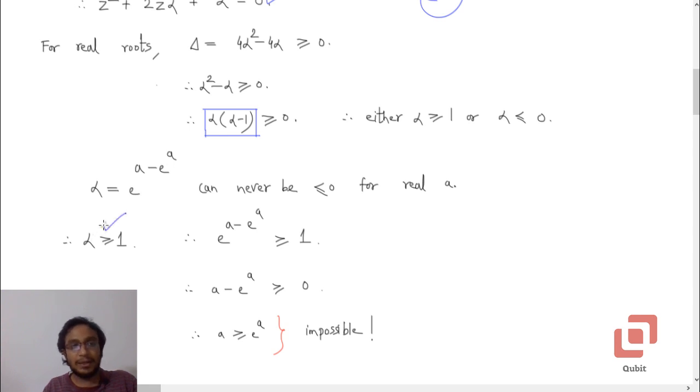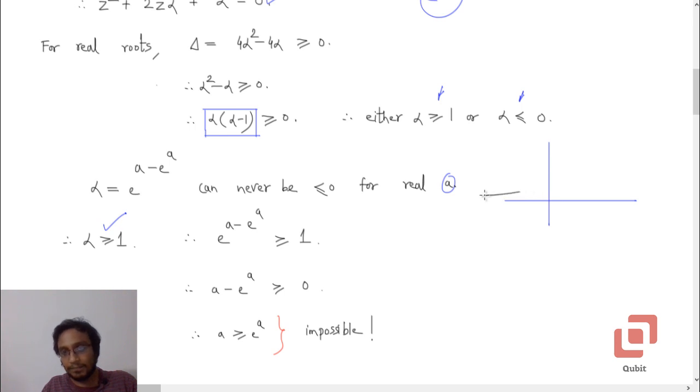Okay, either it will be greater than or equal to 1 from this condition, or it will be less than or equal to 0 from this condition. Now clearly the second one, that is less than or equal to 0, is never possible for any real a, because the graph of e raised to x looks something like this.